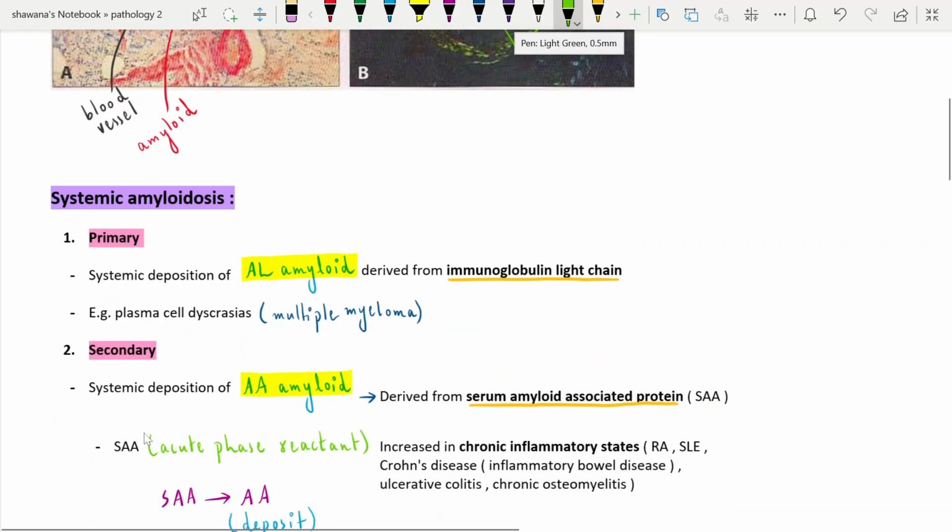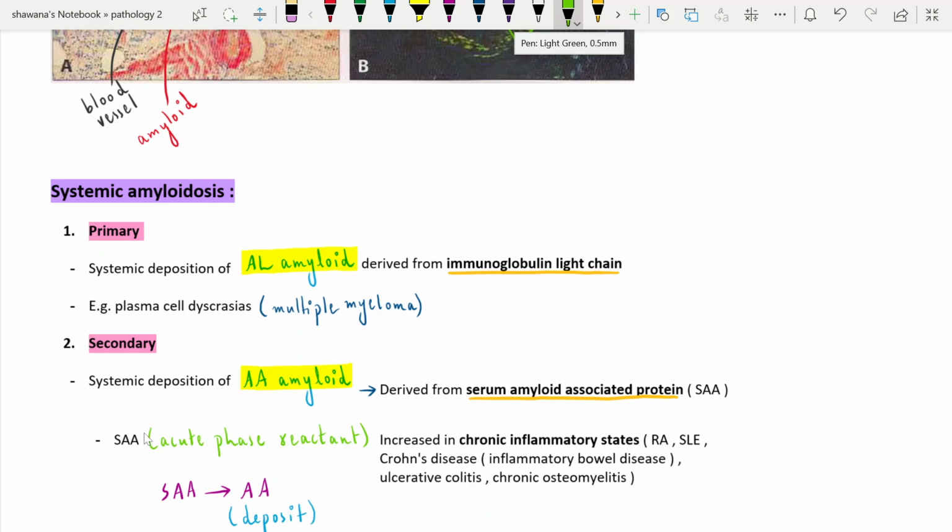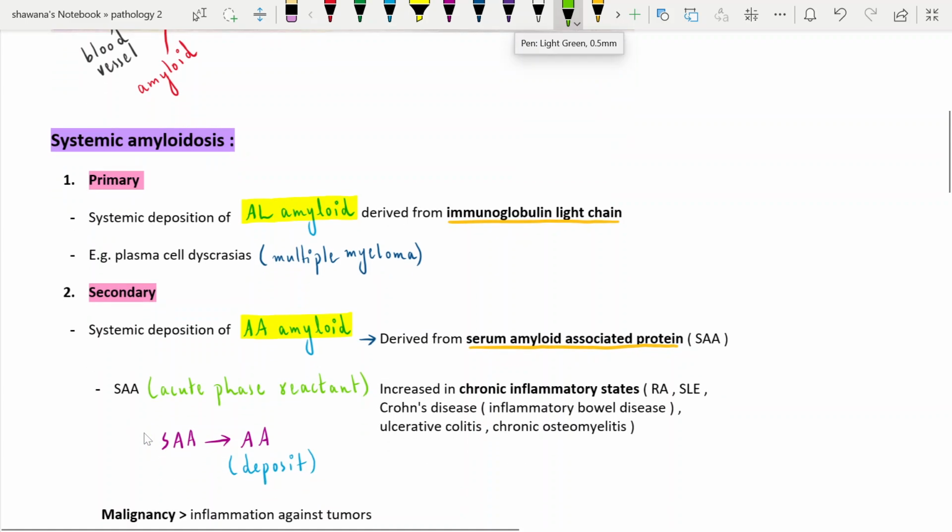So there are two types of amyloidosis. First is the systemic, and the second is the localized. Systemic means that the amyloid is deposited in systemic organs. For example, it damages the blood system, or it damages the kidney system. But in the localized type, the amyloid is deposited in specific organs.